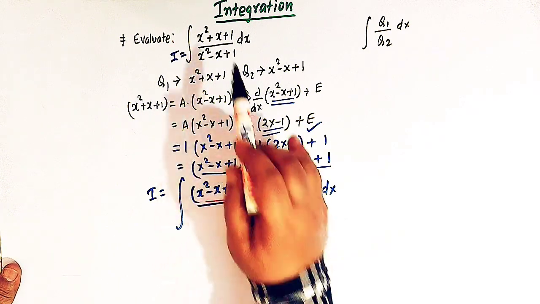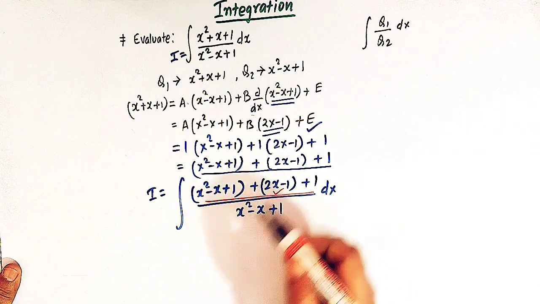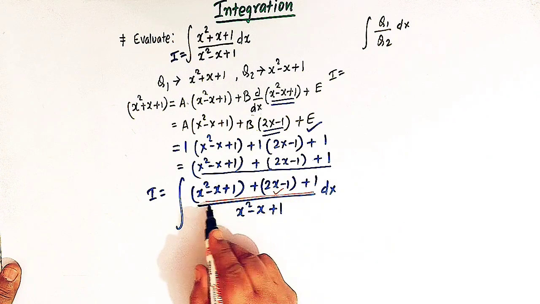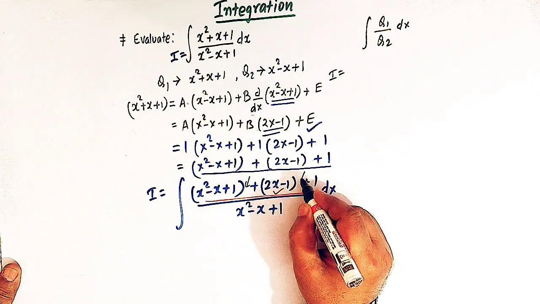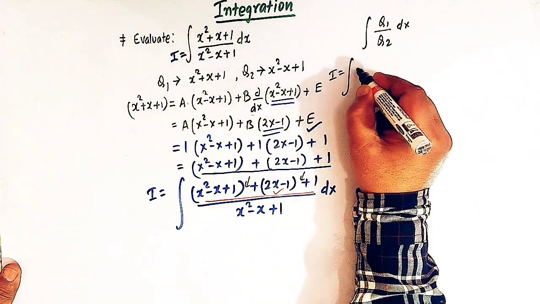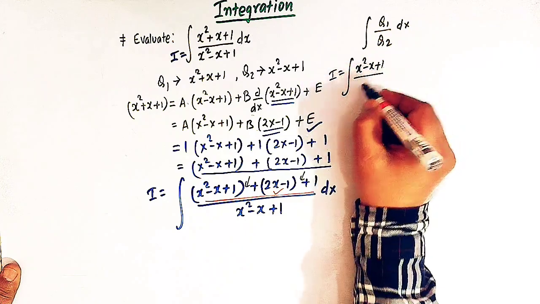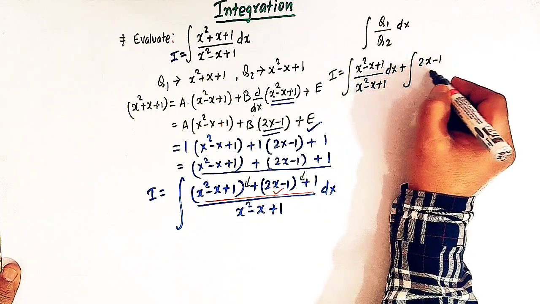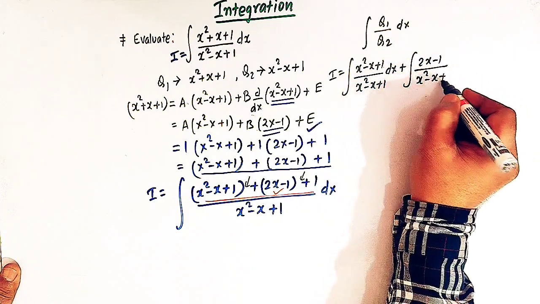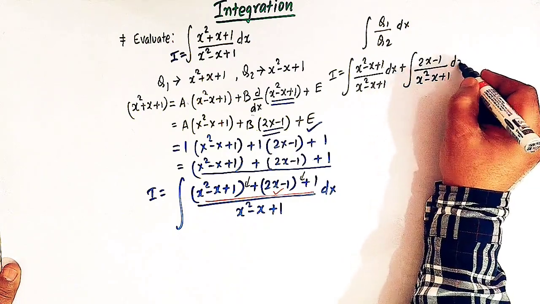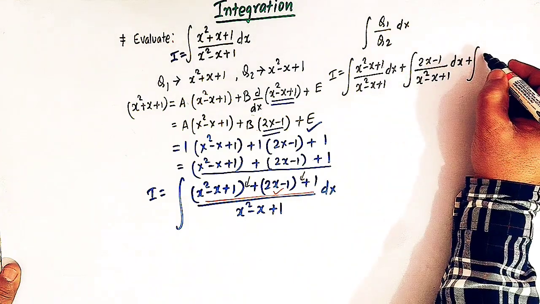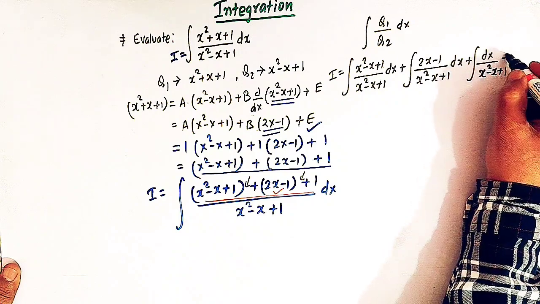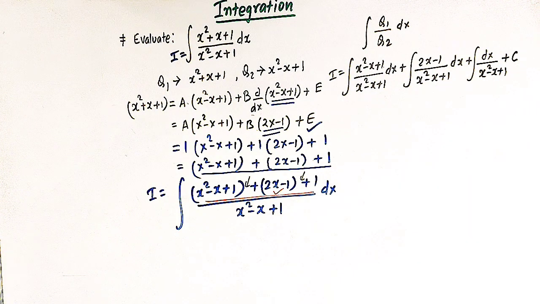So now we have expressed this numerator like this. So we can now express this integral as a sum of three integrals by splitting this integral at this point and at this point, right? So we have integral of x square minus x plus 1 over x square minus x plus 1 dx, and here we have 2x minus 1 over x square minus x plus 1 dx, and here we have integral dx over x square minus x plus 1, and obviously the constant of integration.